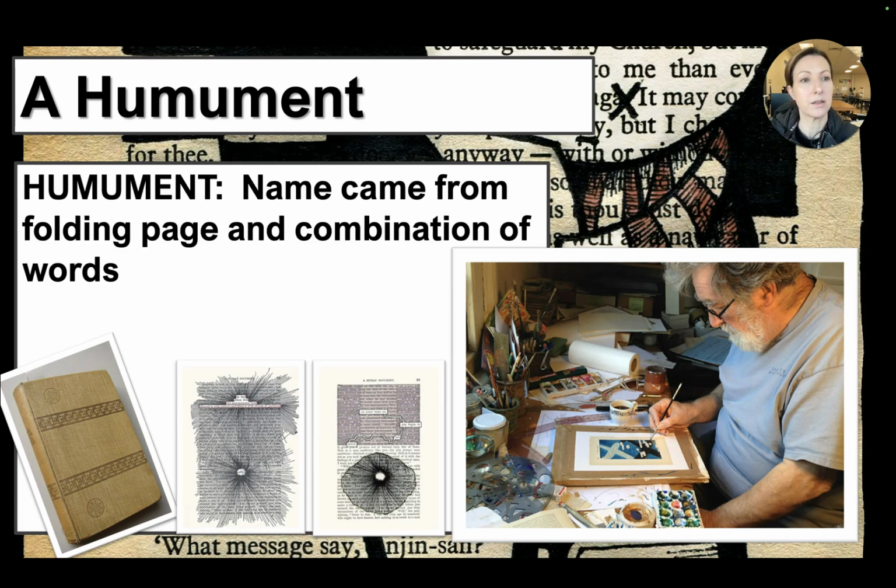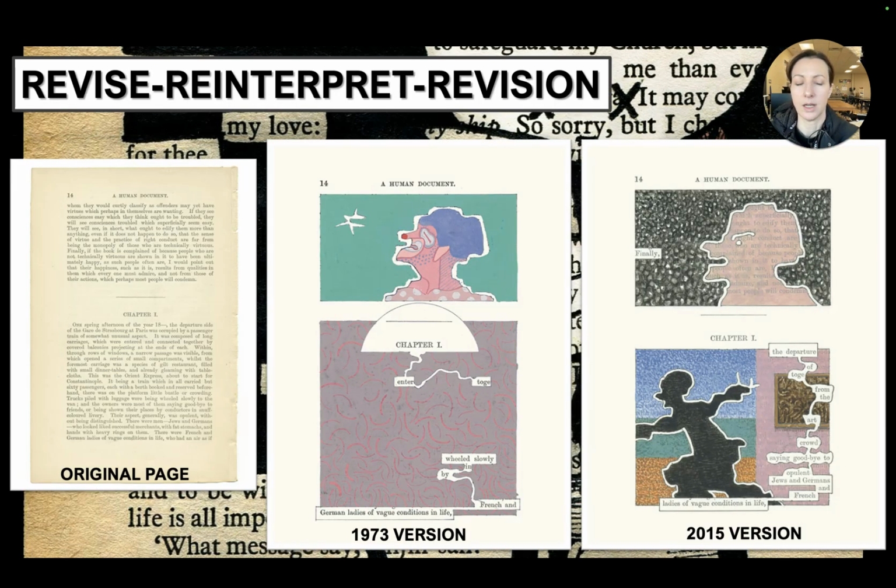So A Humument, that name for his work of art came from folding one of the pages in the book, and it just read the title and the words in that combination. So he created that title from that. So it's called Humument. And then over the course of his career, like I mentioned before, he would make new versions of this book. So this is where you could see what the original page looked like. His version from 1973, and then his version from 2015.